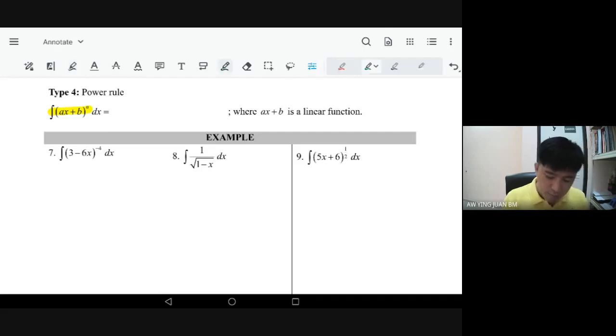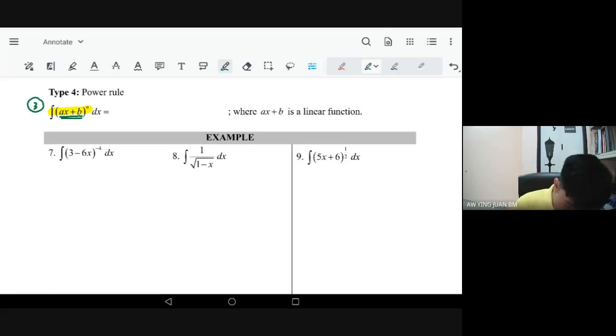So kena take note where ax plus b is a linear function. Maknanya dia dalam sini dia mesti linear. Kalau dia bukan linear, automatic dia bukan power rule atau dia bukan nombor 3. Number 1 constant, number 2 x to the power of n. Ini number 3. Teruskan. Macam mana nak jawab?